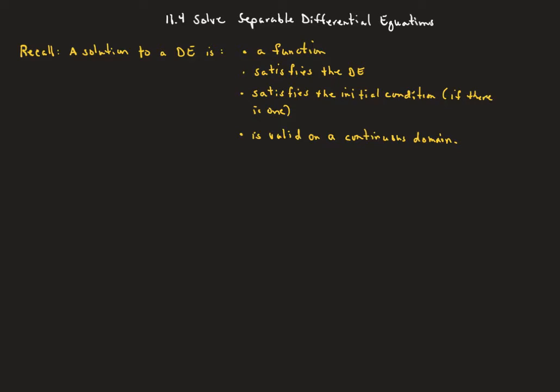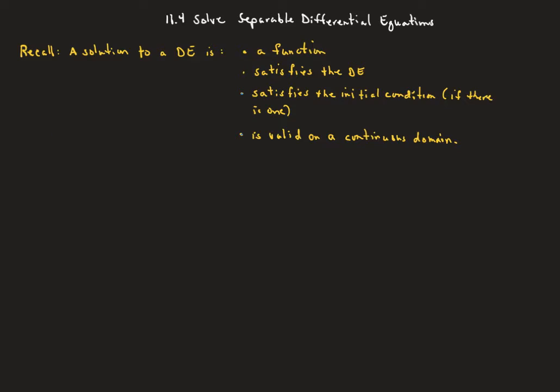That may be just a general solution if there's some constant c in there. If initial conditions are given, then the function has to also satisfy that. And we just need to remember it's only going to be valid on a continuous domain. So if there's some kind of discontinuity, maybe a vertical asymptote or some undefined point, the solution will only be valid on that part of the domain that includes the initial condition. So let's work a few examples, and then I think this will help clarify things a little bit.